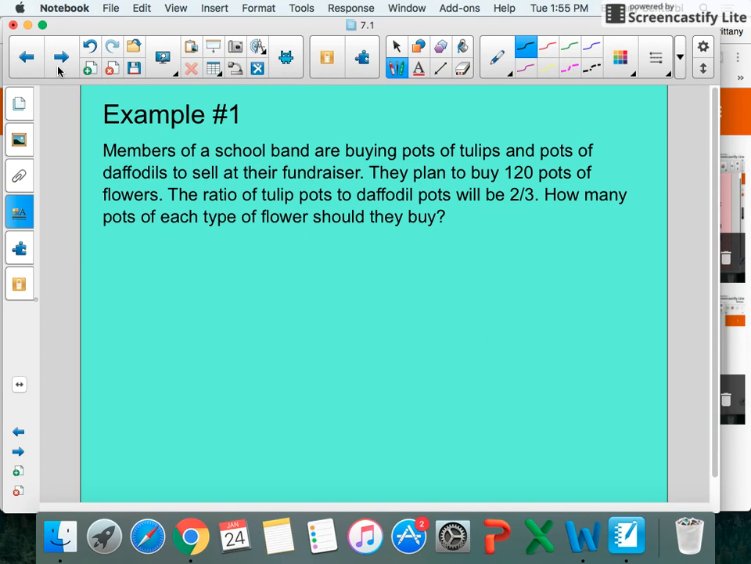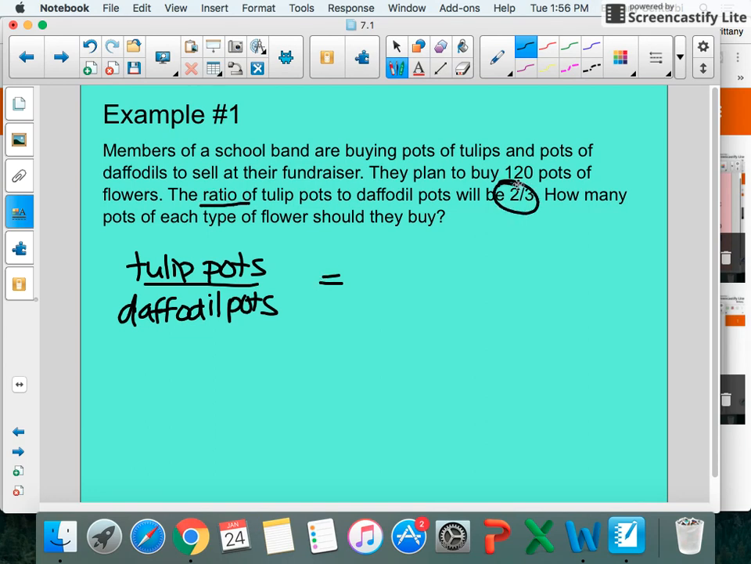What we're going to want to do here is first start with our ratio. We know that we have tulip pots to daffodil pots. And then we have to fill in the numbers that go along with that. It says that the ratio is 2 to 3, so I just put that in order, 2 to 3. We don't know how much, so we're going to put x's on each of them. That's how many pots we're going to have.